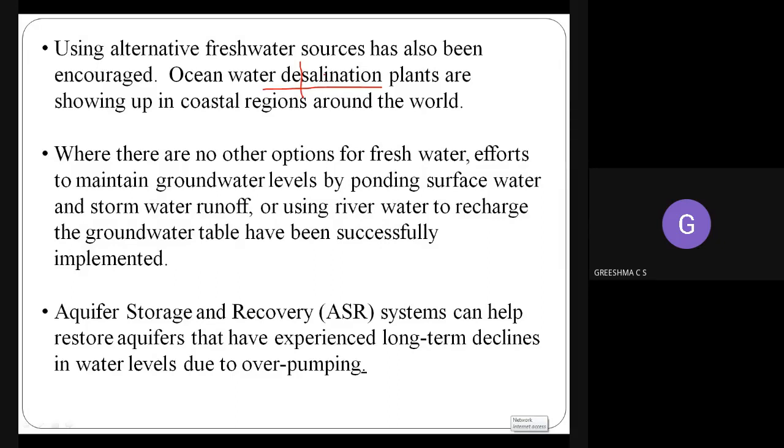Okay, so in certain regions there won't be fresh waters. In certain regions there will be freshwater deficiency now. So in such regions you can go for the ponding of the surface water.